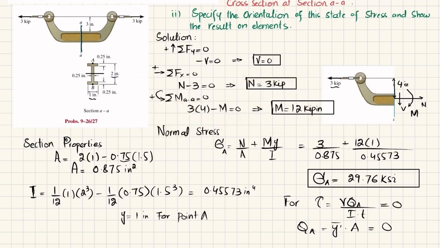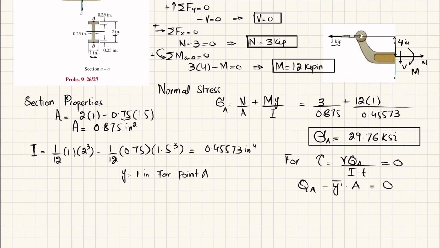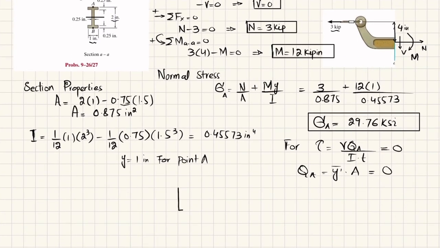Now we will draw the state of stress at point A. If I draw the element and show the state of stress, we have only sigma A, normal stress in the horizontal direction, like this, which is sigma A equal to 29.76 KSI, and that is also equal to sigma X. There is no stress in the Y direction, so it will be 0, and there is no shear stress. This is the state of stress at point A.